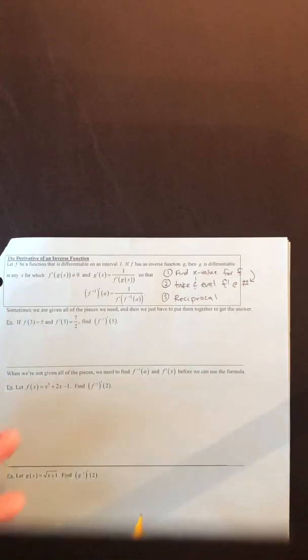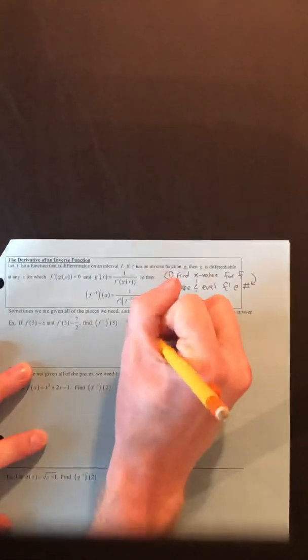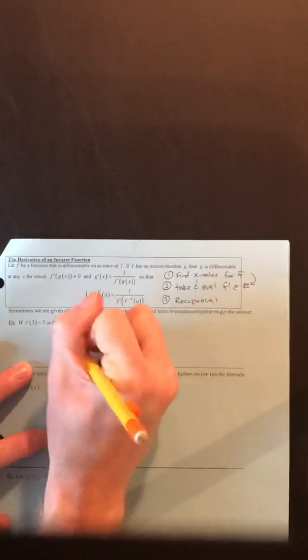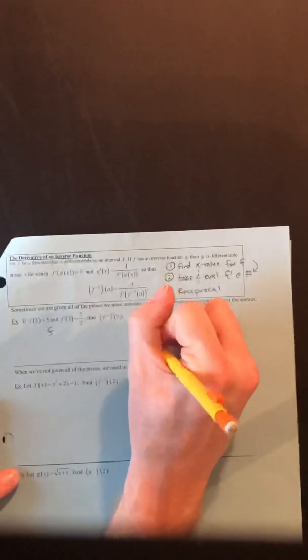Inverse prime of 5, right? So let's think about this. I've got the inverse function, and then I've got the original function. Now, what I really want is to figure out the derivative of the inverse at 5. But I don't know what the inverse function is. I really don't even know what the original function is.